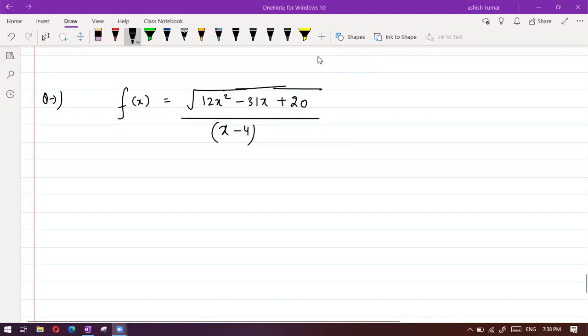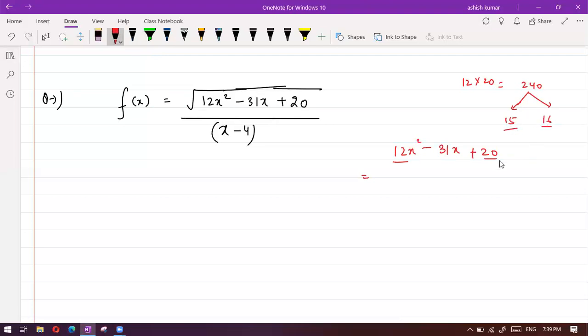Okay, this is actually a very famous quadratic equation. 12x square, listen here, Ria. 12x square minus 31x plus 20. 12 into 20, how much is it? 240, right, Ruchita? Yes, sir. So the middle terms are actually 15 and 16. You multiply 15 and 16, you will get 240. So it will become 12x square minus 15x minus 16x plus 20.